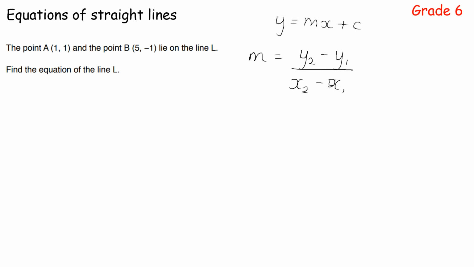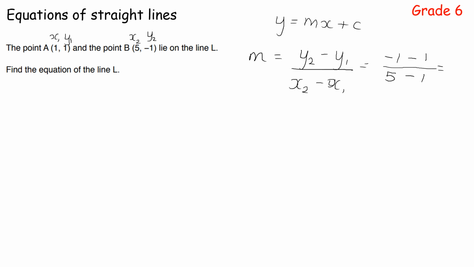So I'm going to call this the first x-coordinate, x1, and this is the second x-coordinate, x2. This is the first y-coordinate, y1, and this is the second y-coordinate, y2. And I'm going to plug it into this formula. I'm going to put the subtractions in first, and then I can just put in my values. So y2 is minus 1, y1 is 1. All of that is being divided by x2, which is 5, take away x1, which is 1.